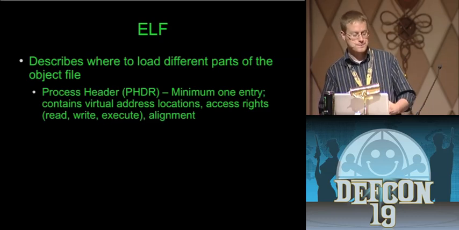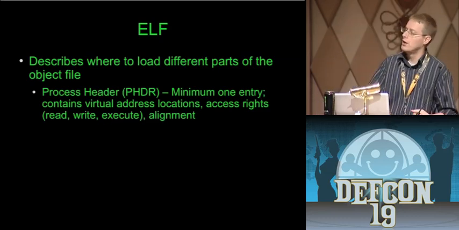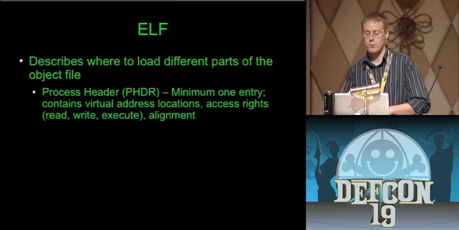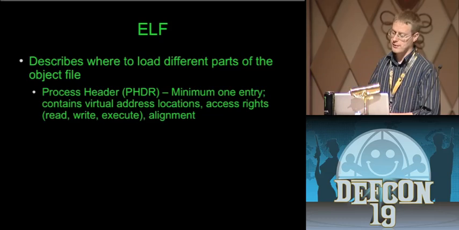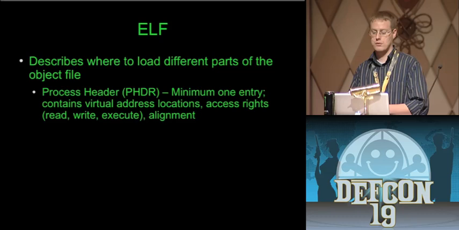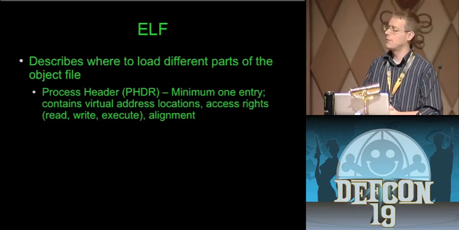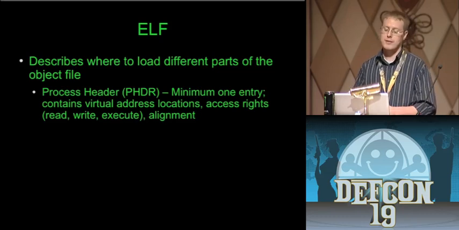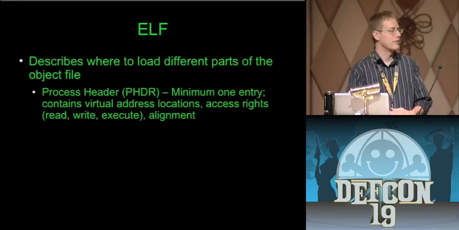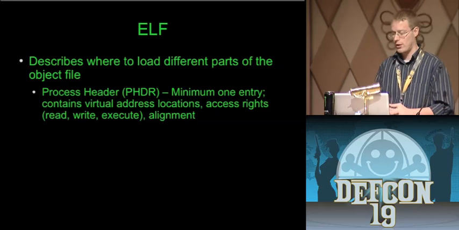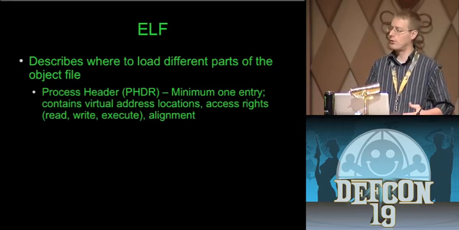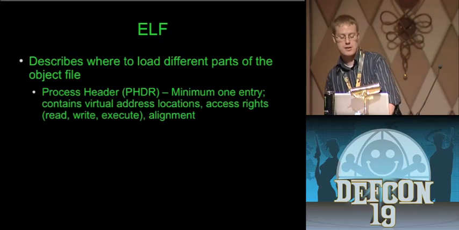An object file contains a main ELF header, which contains pointers to other headers. And these other headers are the really important ones. The other headers include the program header, which in order for your object file to work, you need one entry minimum. It contains virtual address location, so where in memory it's going to be stored. It contains access rights: read, write, and execute. And alignment, where inside that virtual address location is it going to be stored? In the beginning, in the middle, in the end.